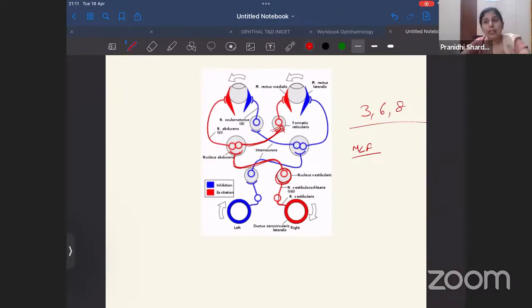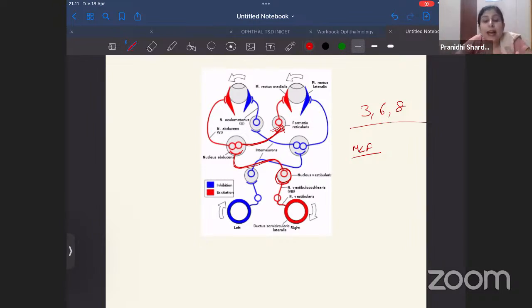Why is this reflex happening? Because when I turn my head towards the right side, the sixth nerve of my left eye is getting excited. It means it is abducting. So my left eye is going into abduction and my right eye's medial rectus is getting stimulated. So my right eye is going into adduction and my left eye is going into abduction. So that whenever I turn my head towards one side, my gaze is moving towards the opposite side.